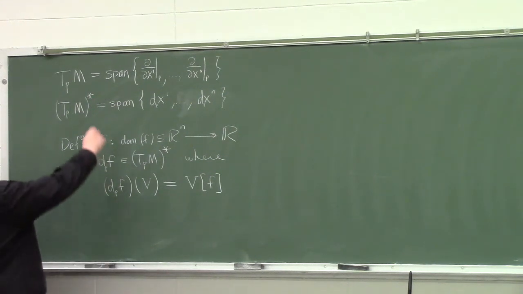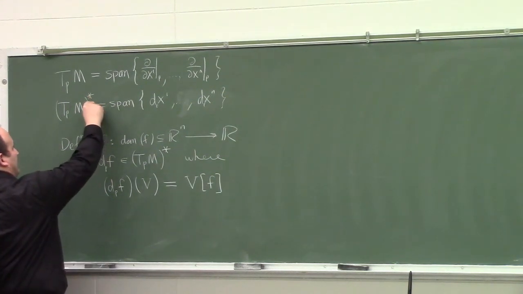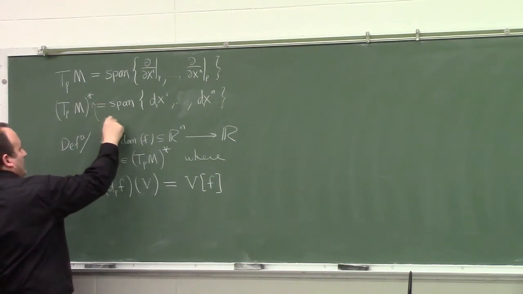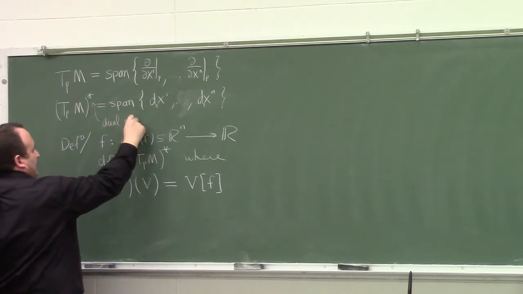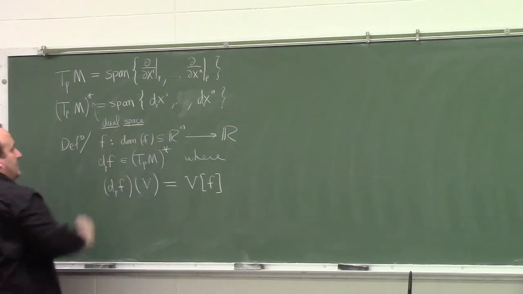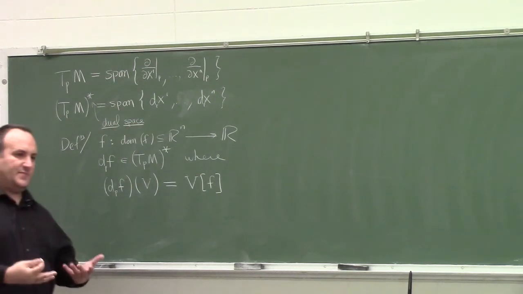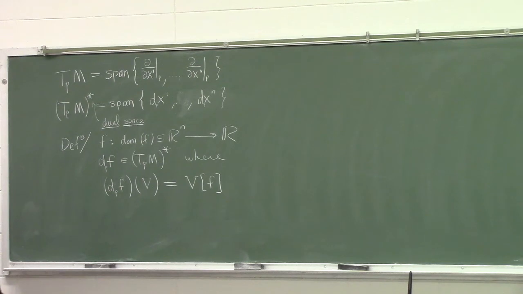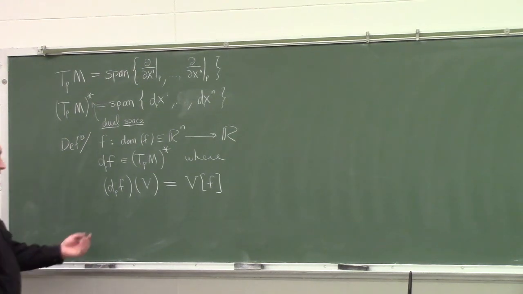The star denotes dual space. It's a linear algebra thing. Dual space: it's the set of linear maps from the vector space to the underlying field. So the dual space of a vector space is a set of linear transformations which take in vectors and spit back out numbers. So it's like functions from the vector space to the reals. That's what the dual space is. Yeah, and that's what this does. See?